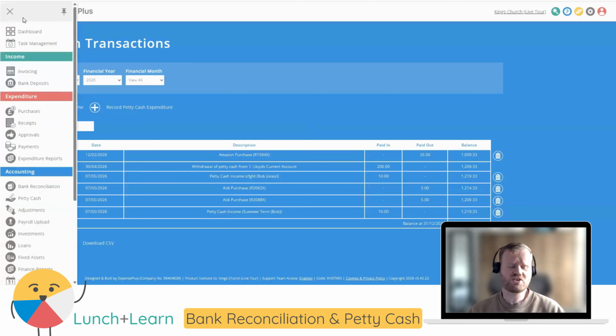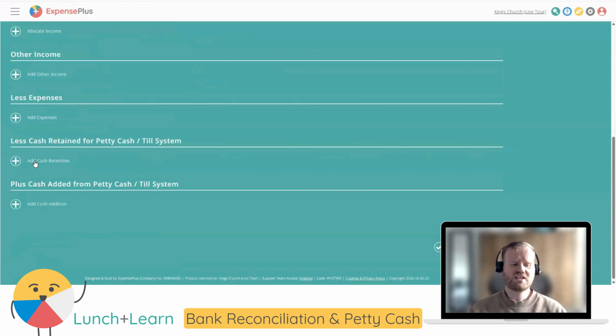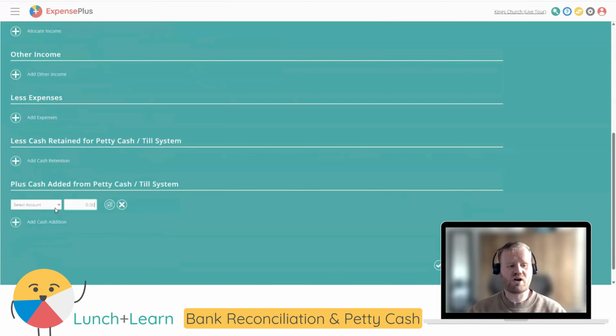There is also another way in which we can top up or pay in money from our petty cash, and that is through our bank deposit screen. So if you're doing a bank deposit, then you have the option at the bottom of each bank deposit to either retain cash, which you might use to top up your petty cash balance. So that would, of course, cause your actual bank deposit to go down. Or you could also say, do you know what? I'm going to take some petty cash from my box because I think it's got too much, and I'm going to put it into the bank with the bank deposit.